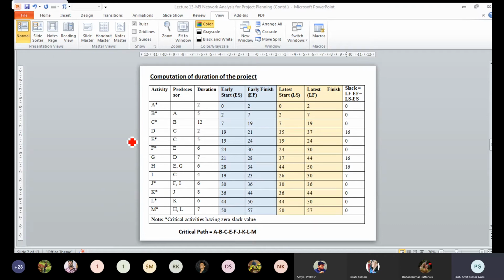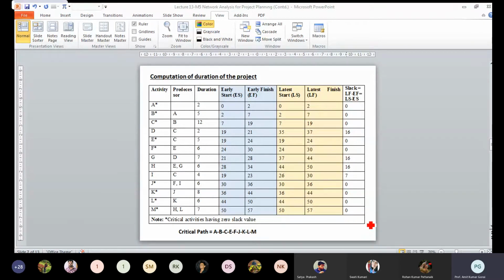Similarly, for K, the predecessor is J, so you have to see J, it is 36 to 44. Similarly, L, the predecessor is K, so K is 44, so you can start at 44 weeks and it can complete in 50. And M has predecessors H and L, so you have to check. H is 34 and L is 50, so the earliest start is 50 and the earliest finish is 57. So this is what we have calculated during the forward pass.